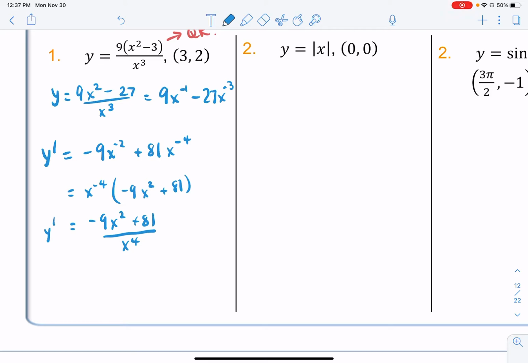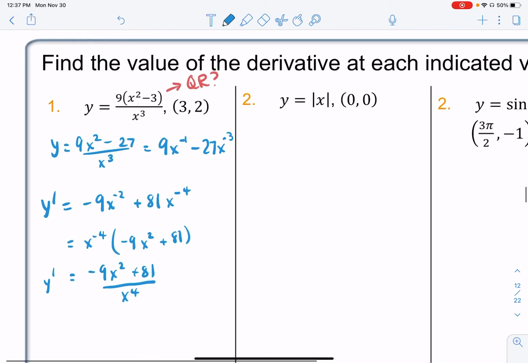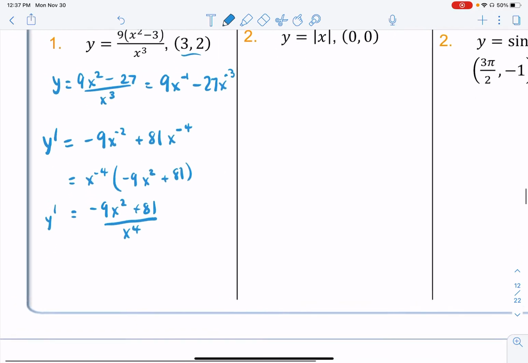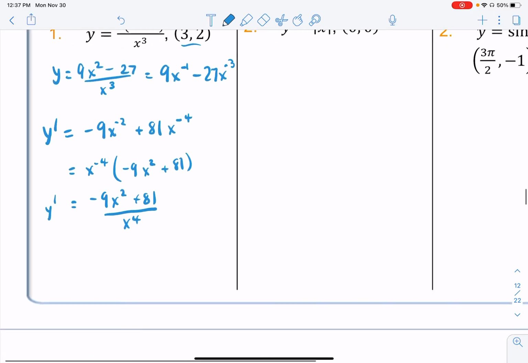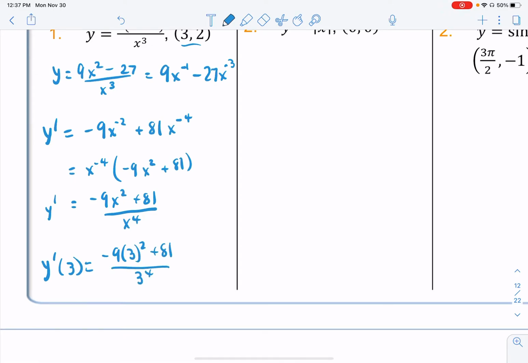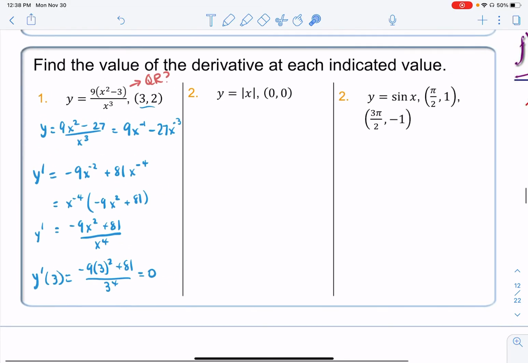And maybe I just go ahead and factor the top two, just because it might make it a little bit easier for us to plug in 3 there. Actually, no, it wouldn't, because watch. Y prime of 3 is equal to negative 9 times 3 squared plus 81 over 3 to the 4th. Okay, so our 3 squared is 9. 9 times 9 is 81. This is negative 81 plus positive 81. I get 0 on the top. And I don't have a 0 on the bottom because that's a positive number, so this whole thing is equal to 0. So the value of the derivative at this particular point, whole lot of work just to get 0.